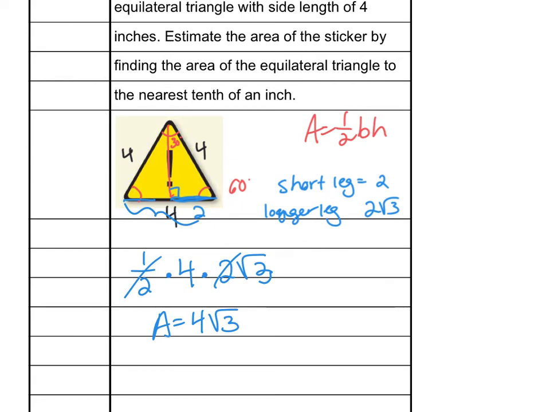So I'm just pulling out my phone here. And I get 6.9. 6.9 inches squared for the area.